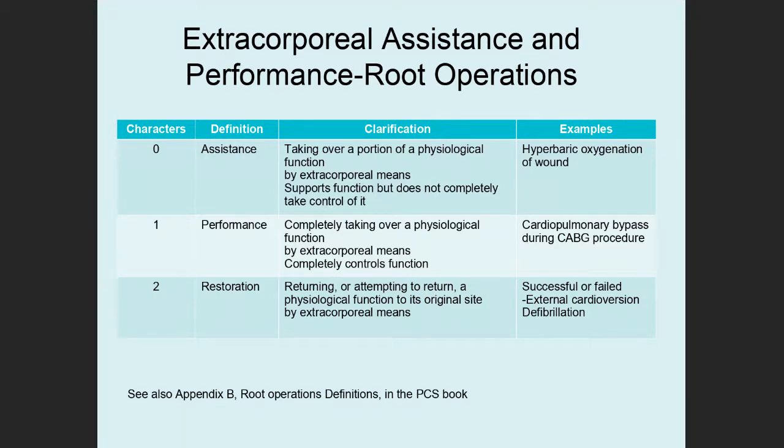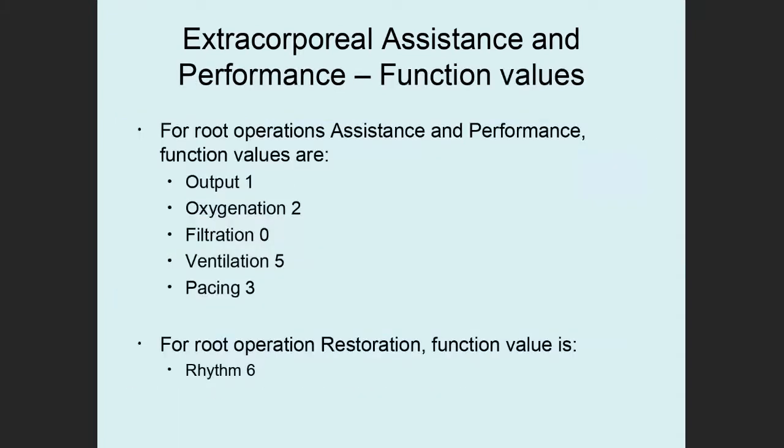So assistance is support, performance is completely taking over, restoration is trying to go back to the function as it was. And here's some examples of those. You can also see that in Appendix B in your PCS book. So for root operations assistance and performance, the function values are output, oxygenation, filtration, ventilation, and pacing. For root operation restoration, you have one function value, and that's rhythm.